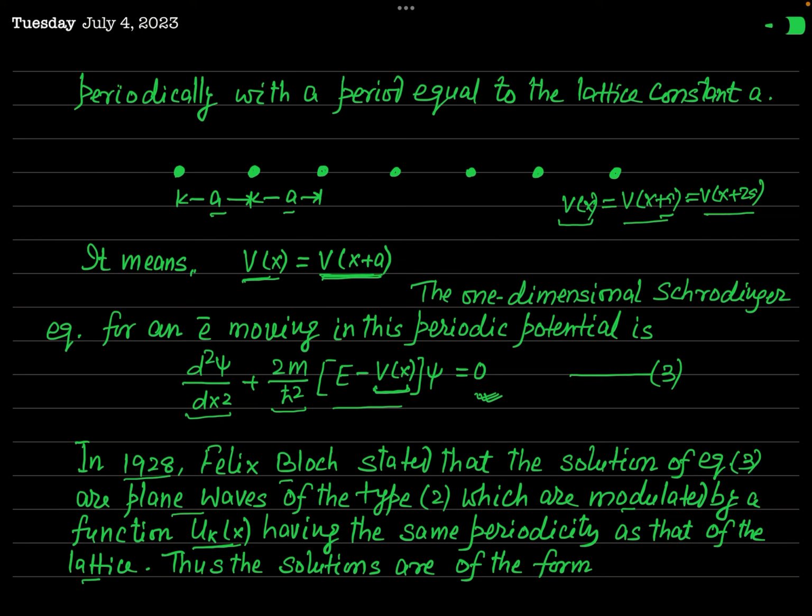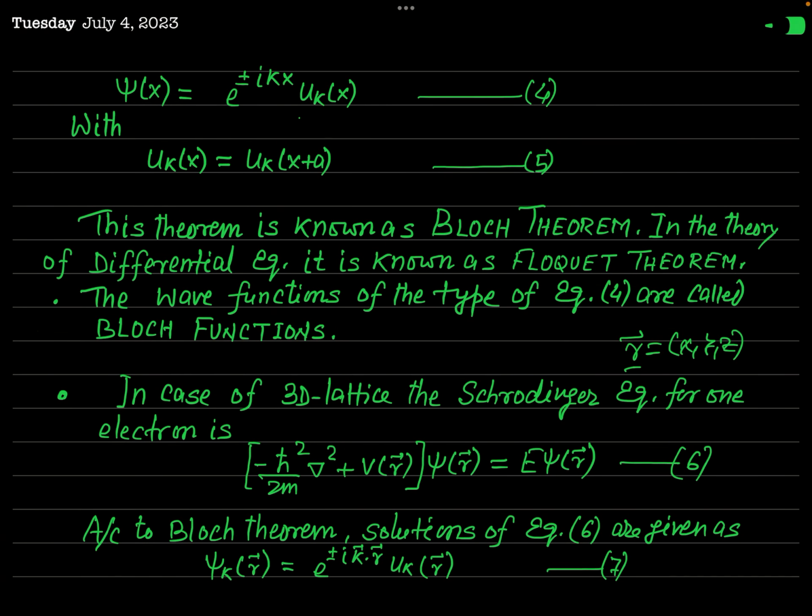Okay, so according to Bloch theorem, the solutions of this Schrodinger equation defined in equation 3 will be given by the product of the plane waves, that is e to the power plus minus ikx, and this function uk of x. And this function uk of x is also periodically varying, having the period equal to the period of the potential, and that is equal to the lattice constant. So you can write the solution of equation 3 in this manner: psi of x equal to e to the power plus minus ikx times uk of x. And as I have told you, uk of x is also equal to uk of x plus a. Actually, this statement is known as Bloch theorem.